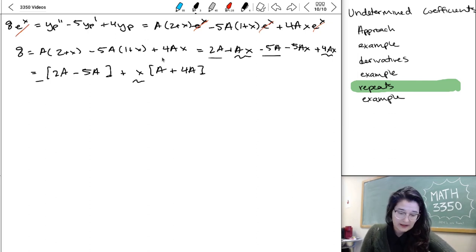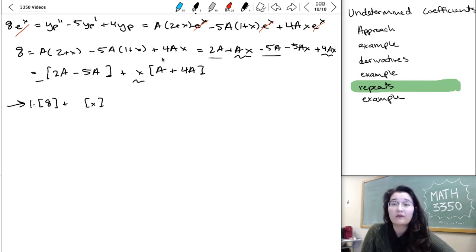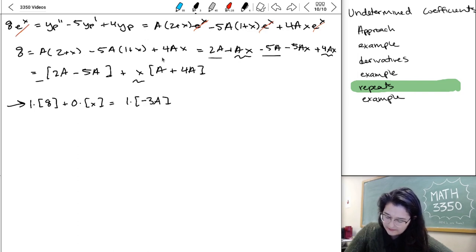And then on the left side, I know that I've got 8 is a constant, and I don't see anything that looks like x. Similar to when I take derivatives and introduce terms that don't appear on the left, when I take care of repeats, I'll introduce terms that don't look like what's on the left. But that just means their related coefficient is 0 on the left side. And then on the right, this is going to go ahead and simplify to minus 3a plus x times 5a.